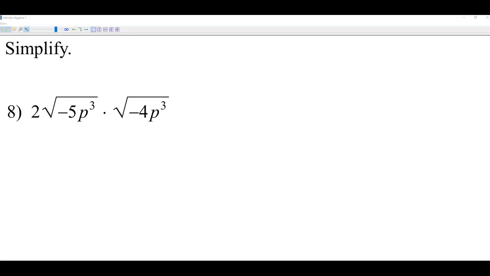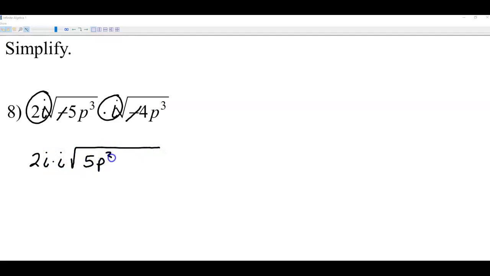Another problem is pretty similar, but we'll see a little something different come out in the process here. So first of all, I'm going to take out an i on both of these. Then I'm going to put the outside pieces together. And then I'm going to put the inside pieces together. Next, I'm going to break apart the inside pieces.